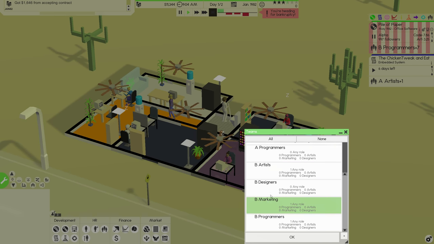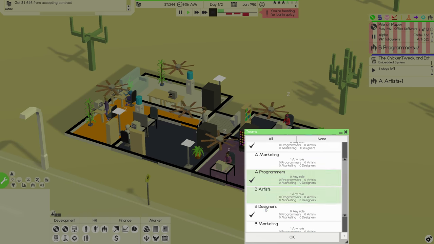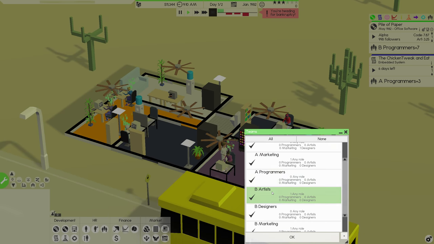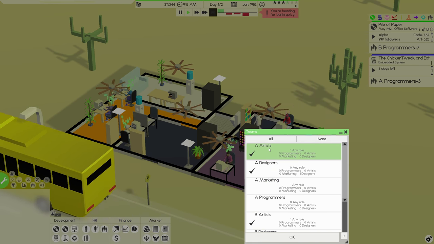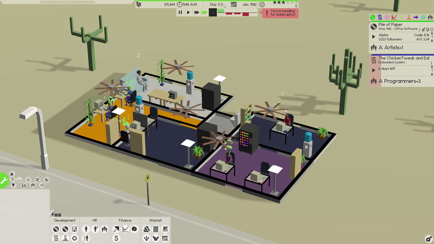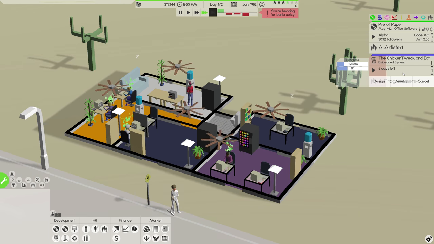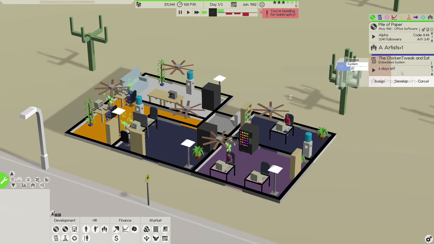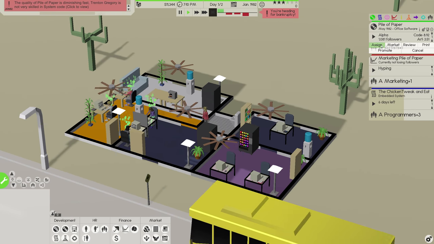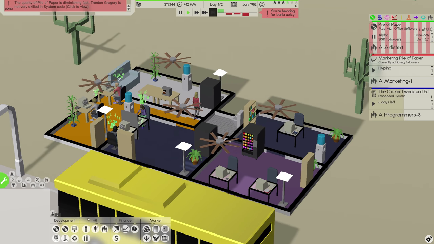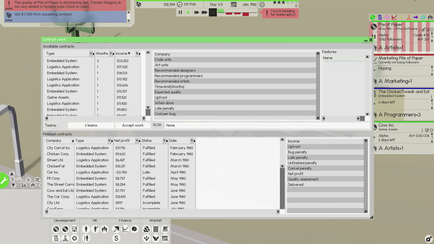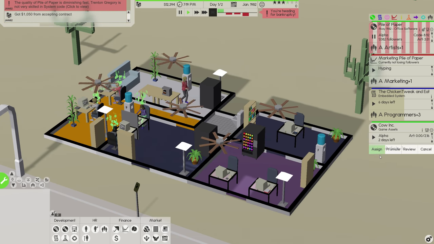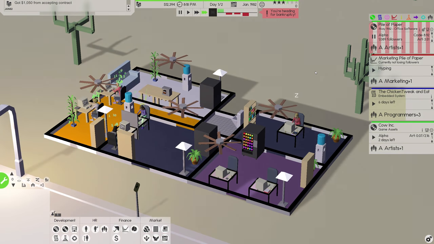everything, basically. Okay, designers and programmers, let them both work on it. I guess we can let artists work on our current project. But yeah, we need to start to earn some money and hopefully we're going to be able to finish this off rather sooner than later. Alright, pile of paper quality is diminishing because our artists obviously are not good at doing these things. So let's go ahead, accept work, game assets. And yeah, just our artists are going to be working on this and hopefully that'll do.